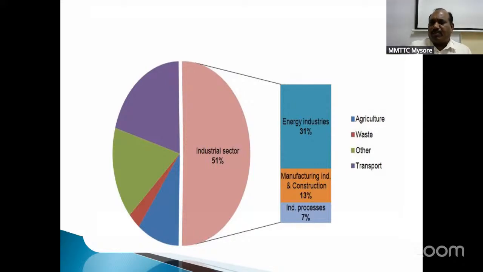Now, totally on air pollution aspects, I'm telling my research area. The air pollutant contributions: industrial sector 51%, manufacturing and construction 13%, energy industries 31%. This is the percentage-wise contribution of air pollutant sources.